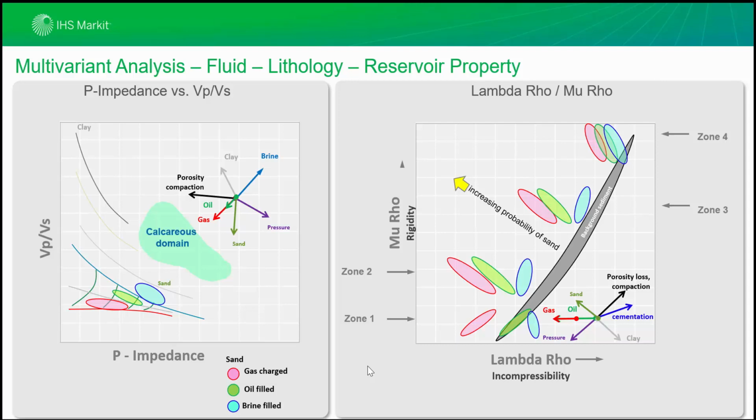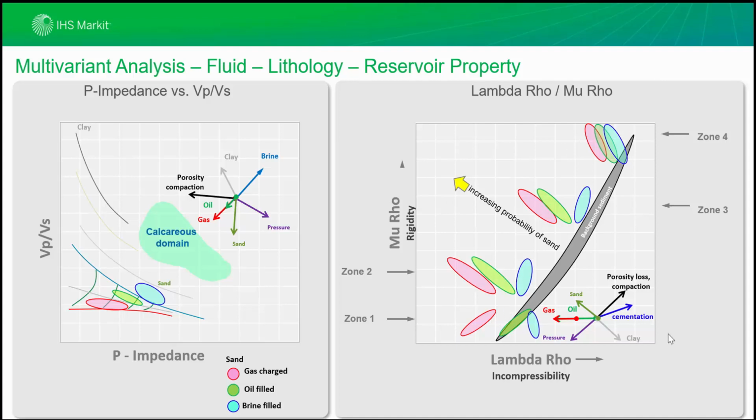The theory behind this is that the physical space that the different properties lie on the cross plot relate to whether they are a gas-charged sand, an oil-filled sand, or a brine-filled sand, and the direction that they move in relate to these different properties. So we'll have, for example, on a mu by Lambda-Rho plot, the increasing probability of sand in this direction, and our different zones might separate like so.